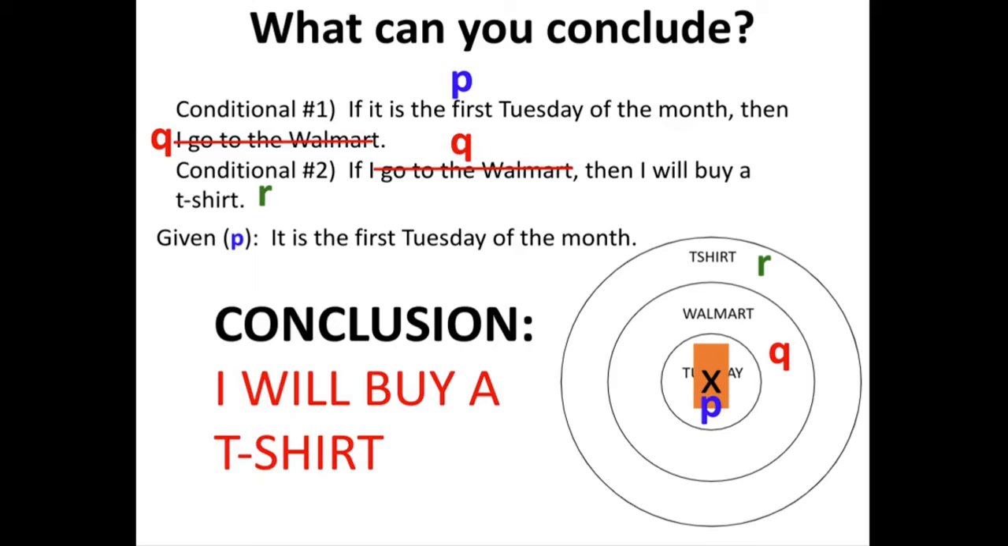And since I was able to eliminate that middle part, the hypothesis of my original statement is my hypothesis, and the conclusion of my second statement is my conclusion. So since I know that it's the first Tuesday of the month, then I know that I will buy a t-shirt. That's my conclusion there. Let's take another look at another example so that you can see how this little pattern works.